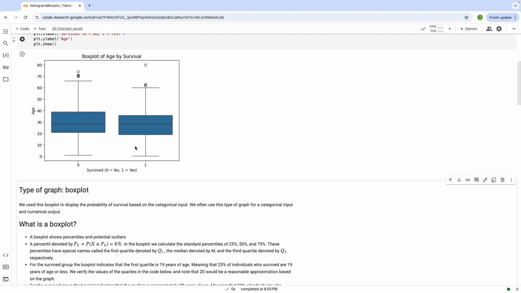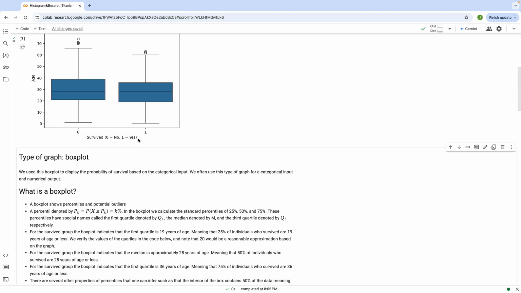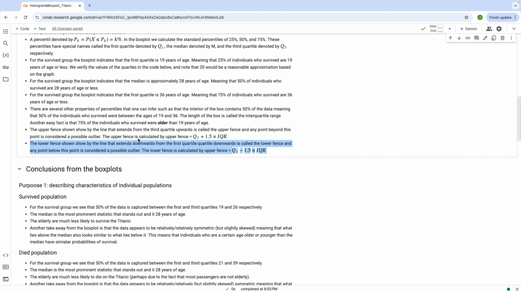The same for the individuals who did not survive, though it looks slightly more skewed because the median doesn't appear to be exactly in the middle. And one thing to note is that it's not perfectly symmetrical because there are no outliers here in the bottom part.